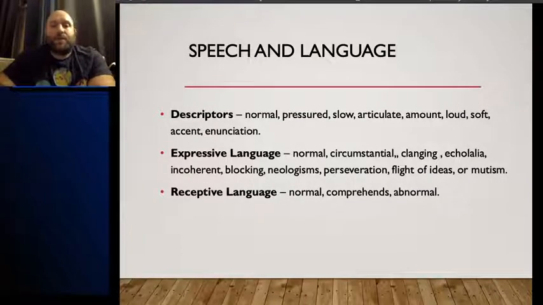Speech and language, right? Are they able to articulate? How do they speak? Is it loud, like they're shouting at you? Is it just one monotone voice? Is it vocal fry? Is it pressured? Are they trying to get everything out, like they've only got seconds to tell you what's happened? How can they express themselves, right? Do they have a hard time?